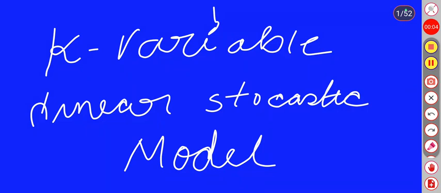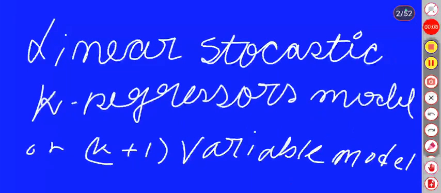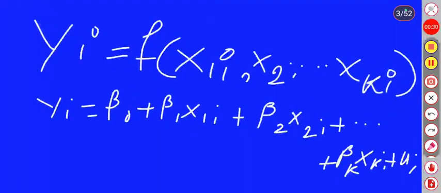k-variable linear stochastic model. The linear stochastic k-regressor model is also called the k plus 1 variable model, because there are k explanatory variables and one explained variable, that is the y variable. That is why it is a k plus 1 variable model.